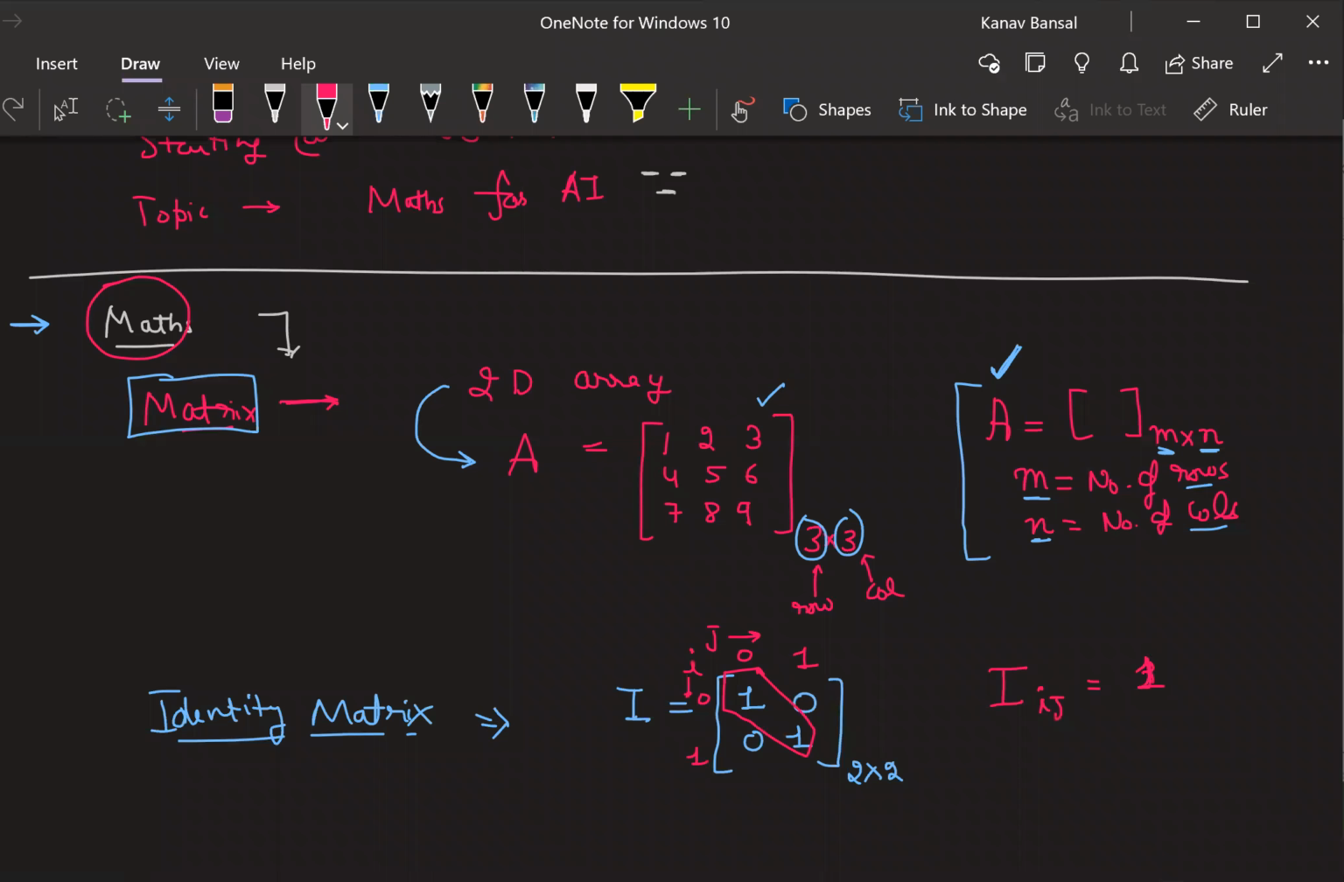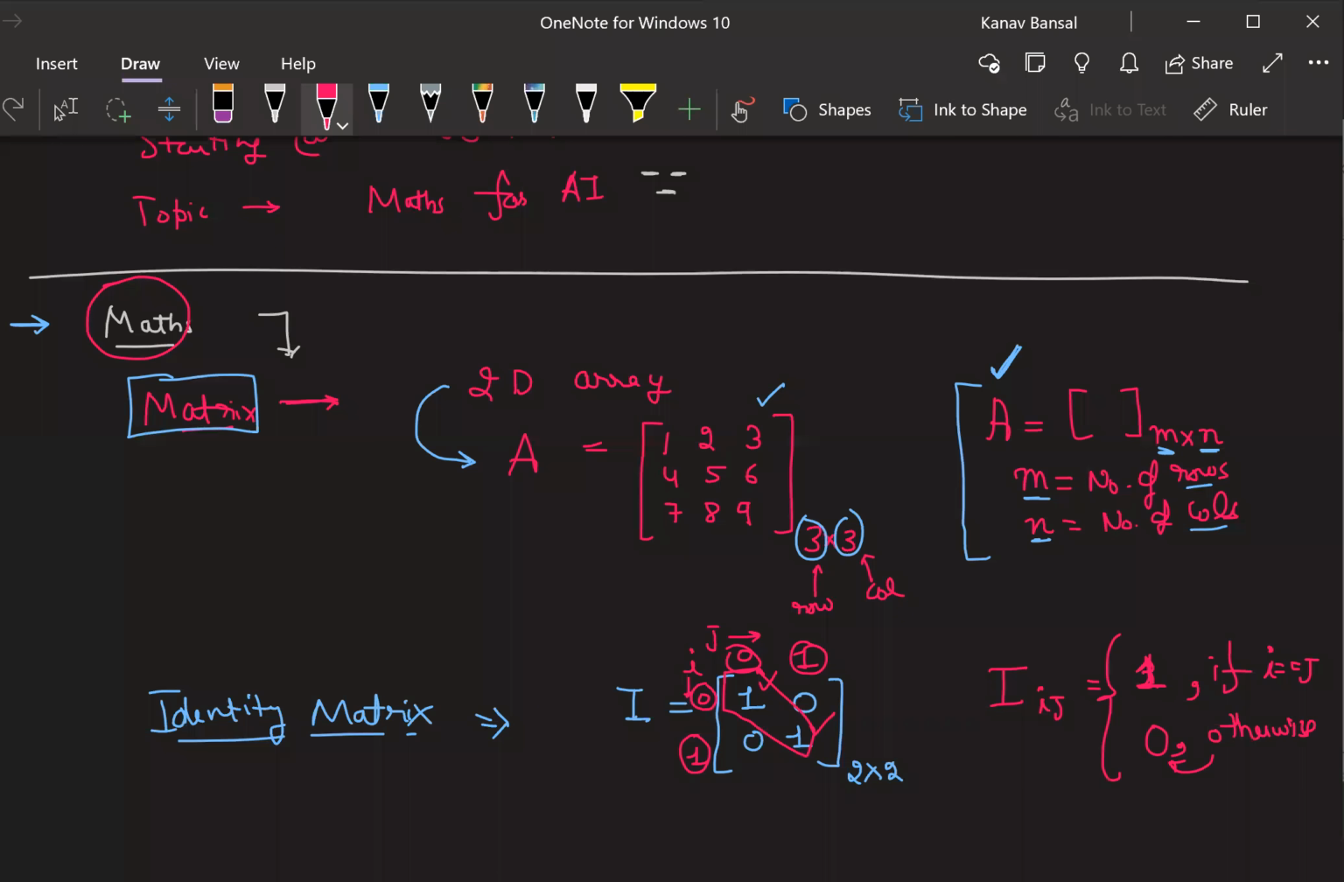In which case should it be equal to 1? The element in this I matrix should be equal to 1 in which case? If i is equal to j. Are you all able to understand this? If i and j are equal, then only it should be equal to 1. Making sense? Everyone? Perfect. Otherwise, what should be the case? Otherwise it should be equal to 0.